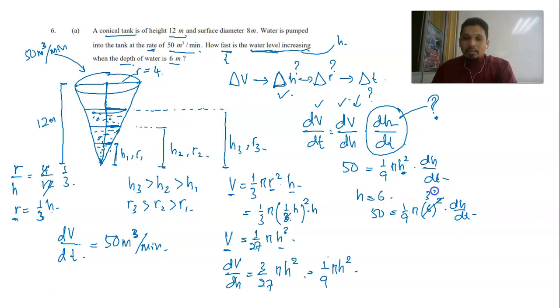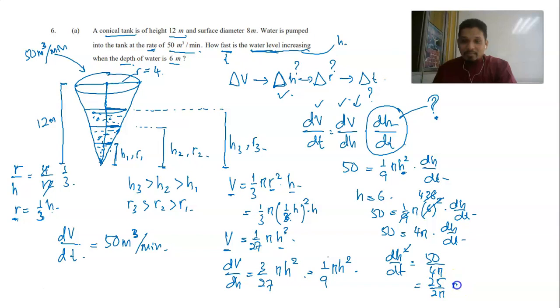6 squared is 36. 36 divided by 9 equal to 4. So 50 equal to 4 pi dh/dt. So then dh/dt equal to 50 divided by 4 pi, or simplify this, divide by 2, 25 over 2 pi. Okay, now the unit for height is meter, and then time, minute. There you go.